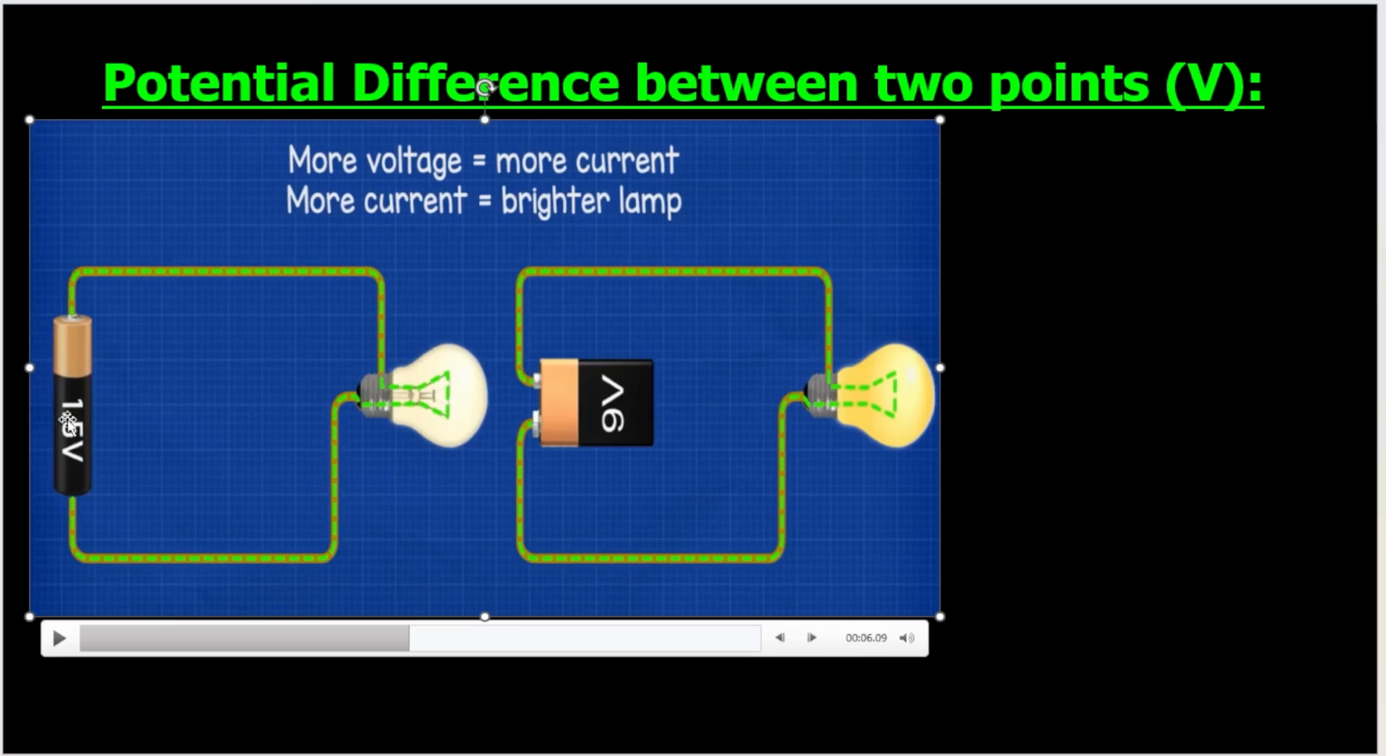So this pressure is exactly similar to that of the battery. Can you see? We have a battery, its electromotive force, its pushing force, is 1.5 volt. But we have another battery, its electromotive force is 9 volt. Can you see?